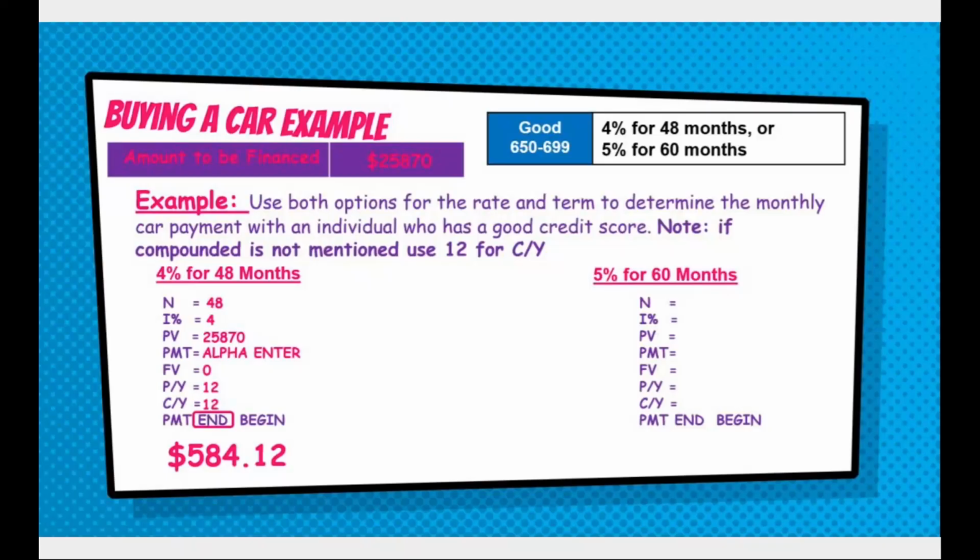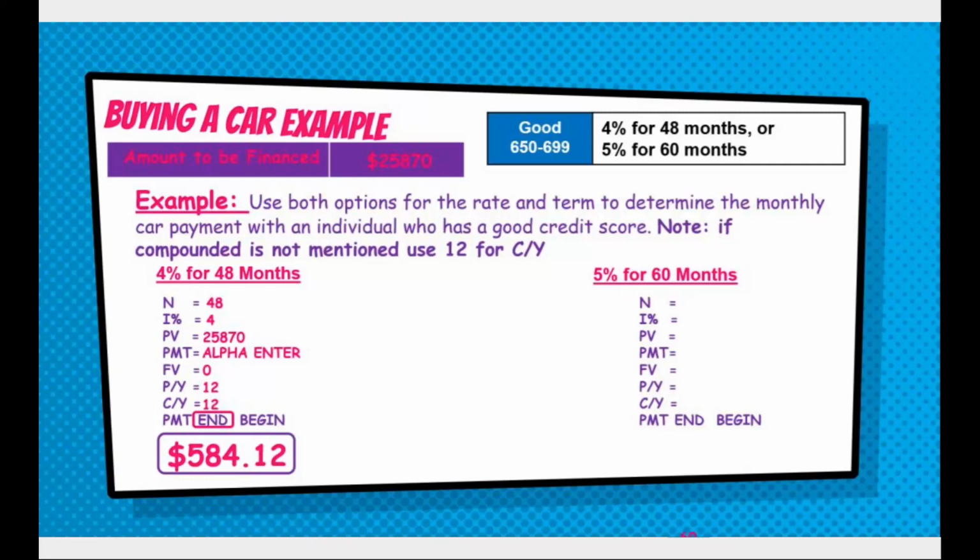It's only 4 years. It's $584.12. The other option is I can pay for longer, but my interest rate's going to be more. So my payment should be less here, but I'm going to be paying more in interest. So let's look at that scenario.